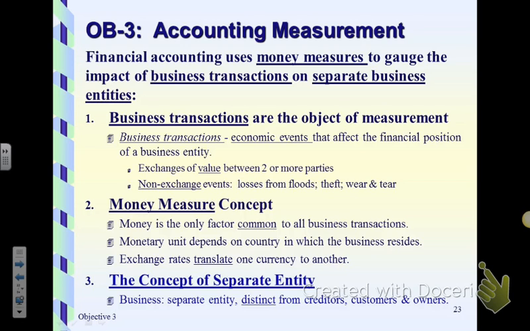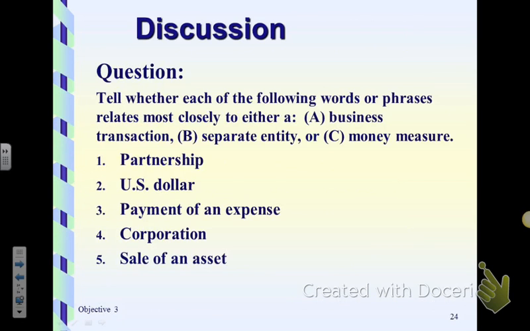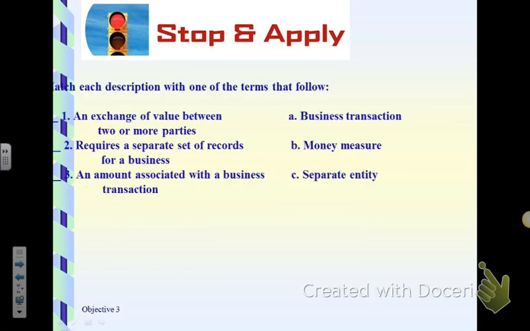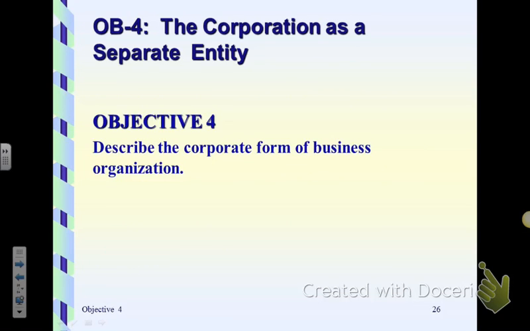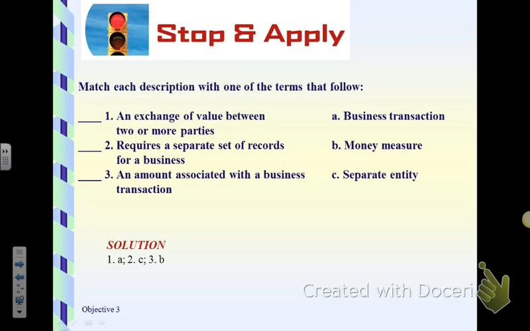Good? All right. In the interest of time, I'm going to pass by these questions. You can write those answers down if you want. B, C, A, B, A. Okay. A, C, B.